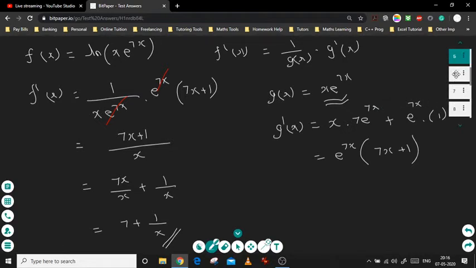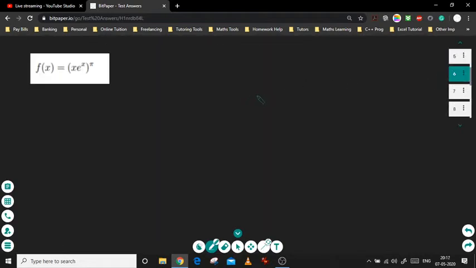Let's move to the next one. Here we have this function f of x equal to x e power x, to the power pi. Now we have to identify what type of function this is, and we should apply the appropriate rule here.